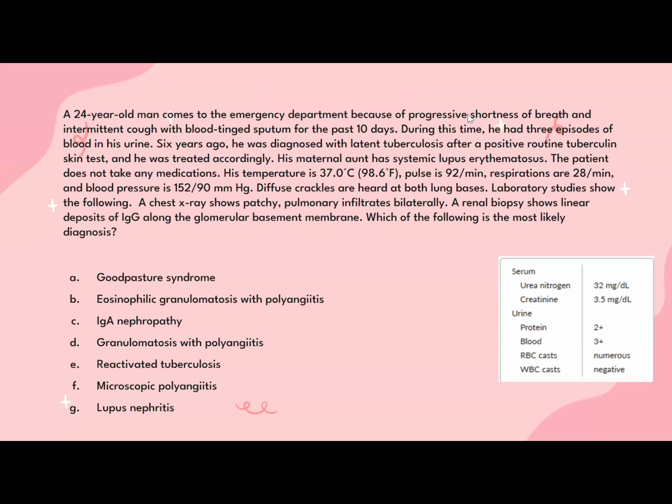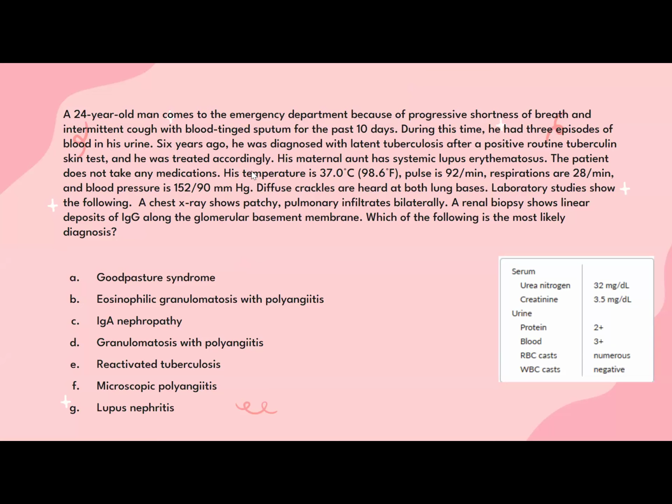Okay. A 24-year-old man comes to the emergency department because of a progressive shortness of breath and intermittent cough with blood-tinged sputum. During this time, he had 3 episodes of blood in his urine. So he's having bloody sputum or hemoptysis, and he's having hematuria. These 2 things together, I think we sort of already know where this is going. 6 years ago, he was diagnosed with latent TB after a positive routine tuberculin skin test, and he was treated accordingly. His maternal aunt has SLE.